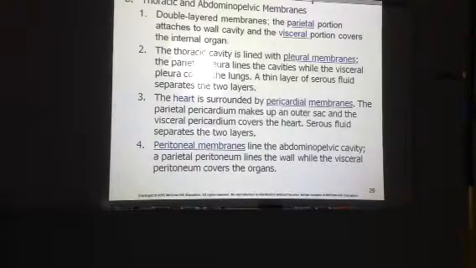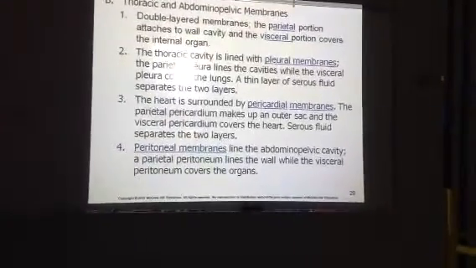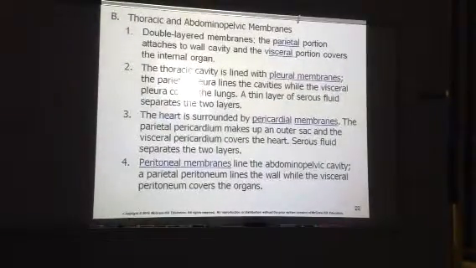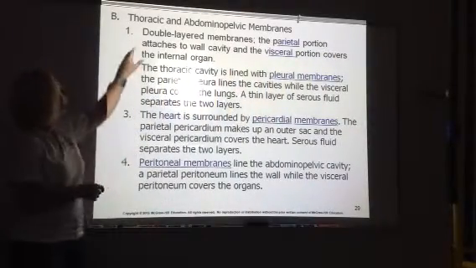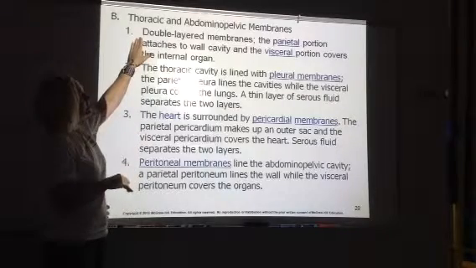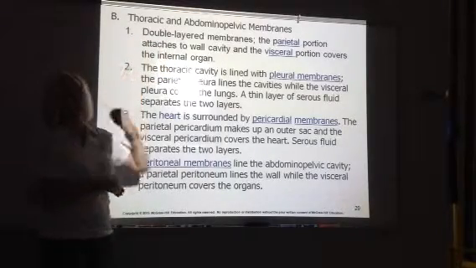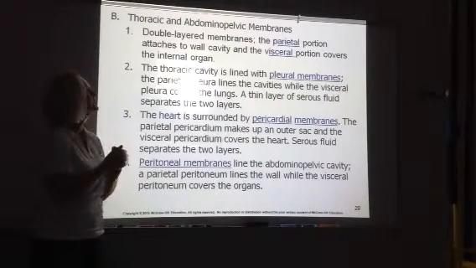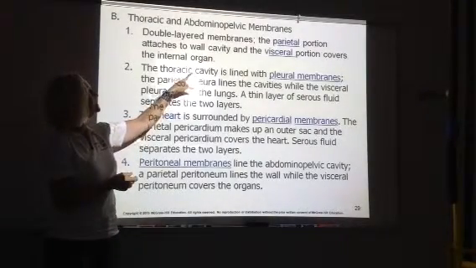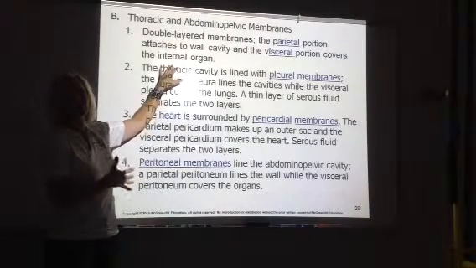When we get to the thoracic and abdominal pelvic membranes, parietal and visceral, you're going to use that word over and over and over again. It deals with all kinds of membranes. So there's double-layered membranes. Parietal is going to attach to one of those cavities that we talked about. It's going to be on the outside. The visceral is going to actually cover the organ.